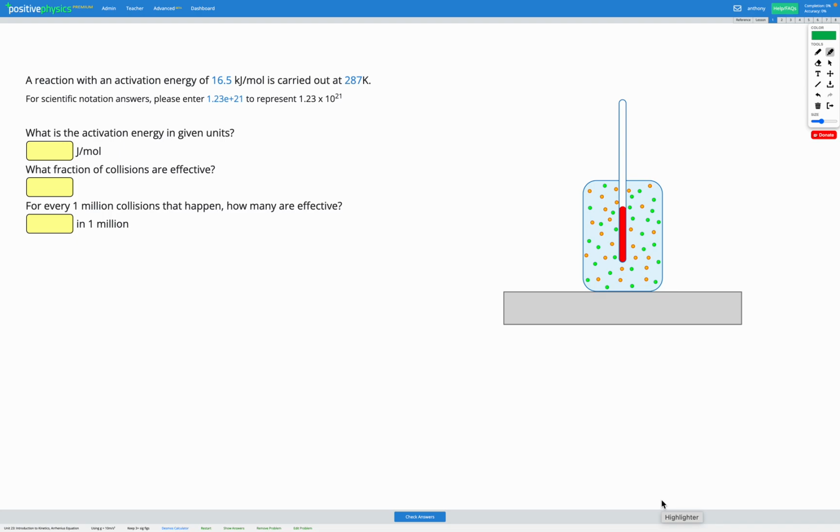In this question, we have a reaction with an activation energy of 16.5 kilojoules per mole. It's carried out at 287 Kelvin. Our goal is to figure out the activation energy in the given units of joules per mole, to figure out what fraction of collisions are effective, and to figure out for every 1 million collisions that happen, how many are effective. So those are our goals.